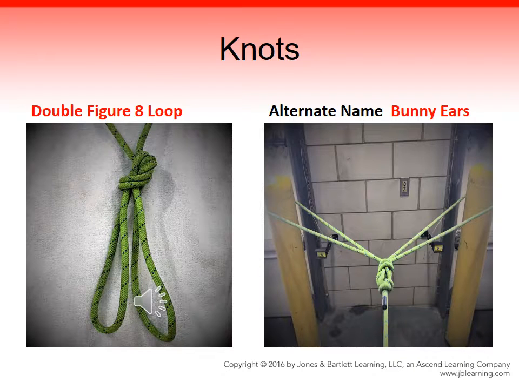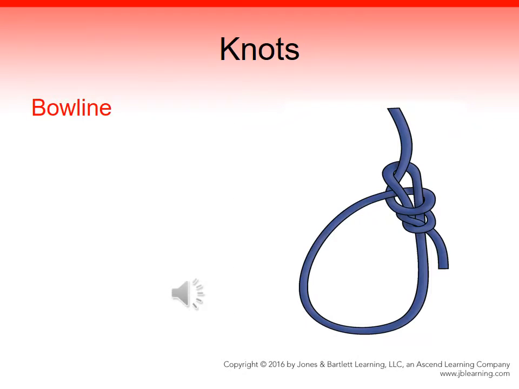More commonly, it will be used to equalize a load on two anchors. The bowline has many variable applications in the rope rescue. Some of the crucial things that you'll need to pay particular attention to is to make sure that the bowline is tied correctly. If the bowline is tied incorrectly, it is known as a false bowline, and that knot is known to fail.